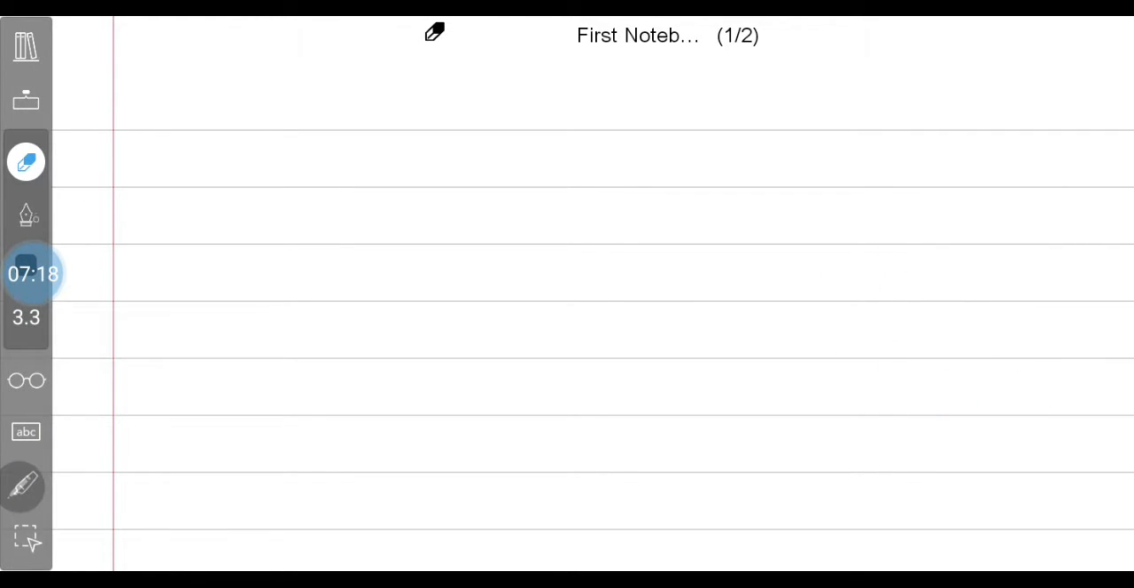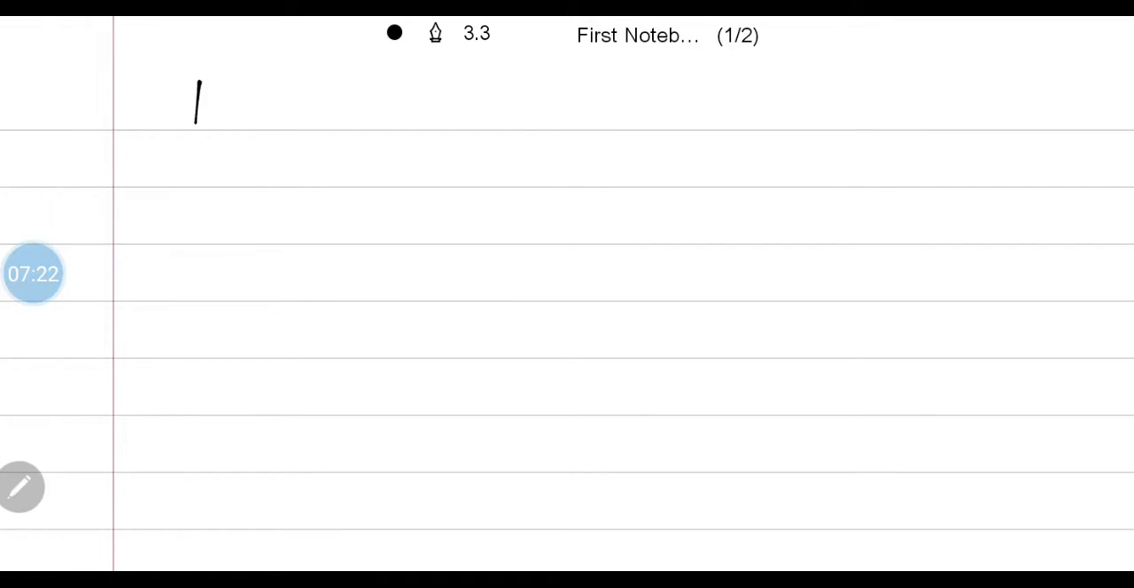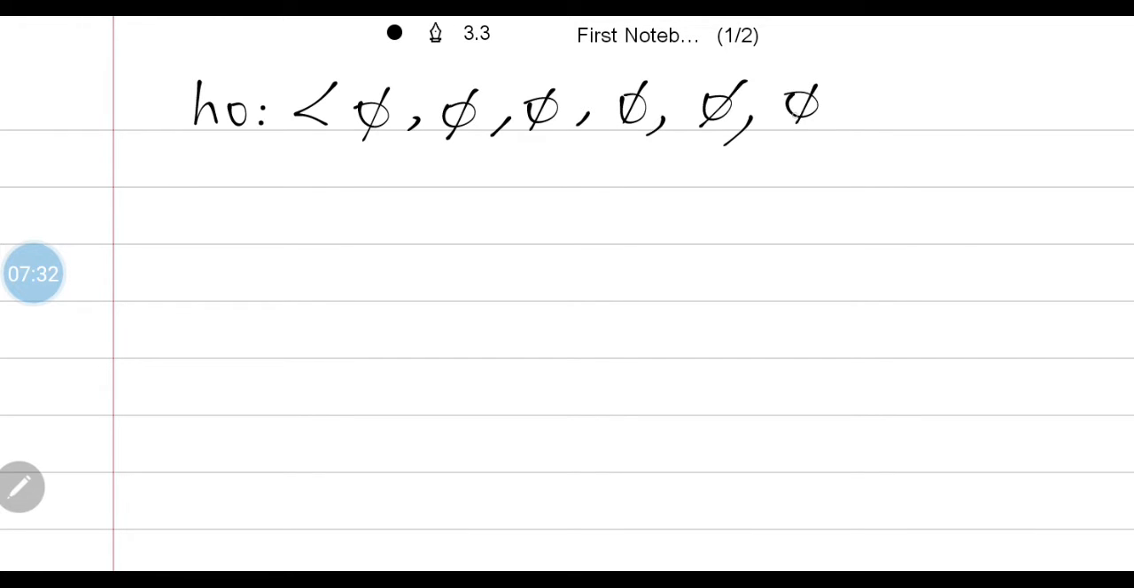According to the rule, we are supposed to start with the most specific hypothesis. So our H naught will be equal to, since we have six attributes, six null values. You can use commas or not; both are fine, no problem. So H naught is assigned six null values.